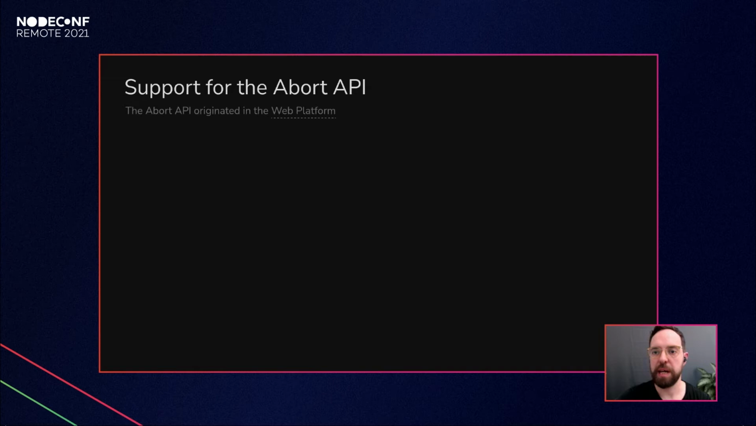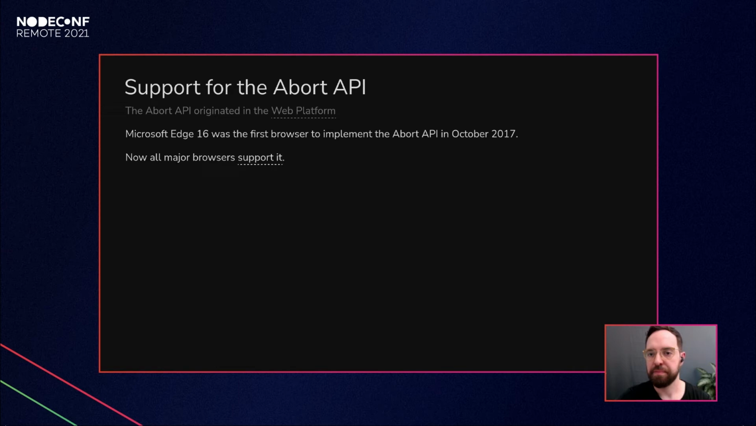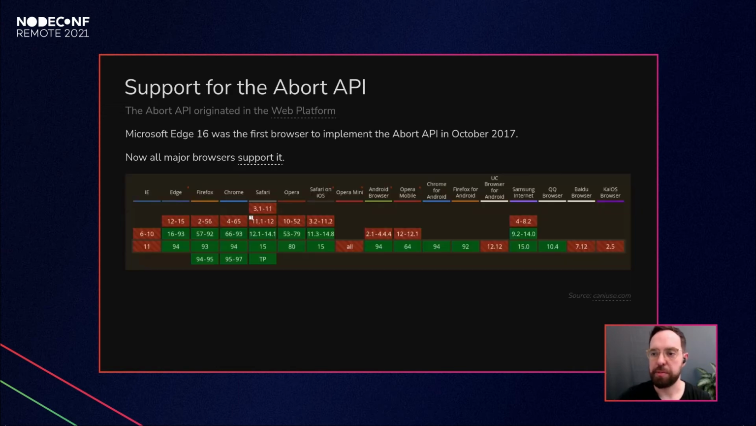Now, support for the API is really good. It originally originated in the web platform, and Microsoft Edge 16 was the first browser to implement it. Now all major browsers support it, and stable support has existed in Node.js since v15.4, which was released in December 2020. We'll dive into which versions of Node.js support the Abort API a little later.